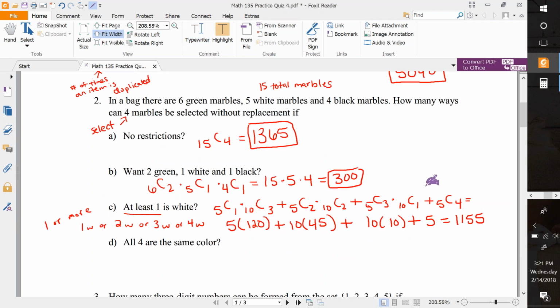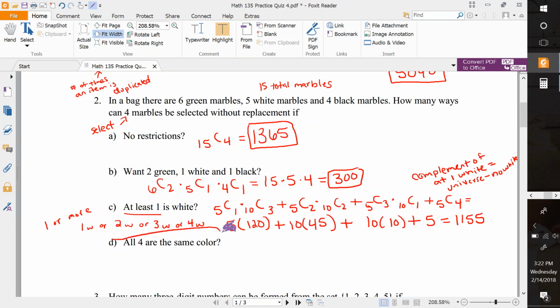We would want to take out the groups that have no whites in them at all. So the complement of at least one white is the universe minus the fact that we have no whites. If you take the whole universe, which for us is how many ways can you just do 15 choose 4, which is all the different ways to pick any 4 marbles, and then you take out the combination where there were absolutely no whites at all, that will be the same as adding up this at least one white.